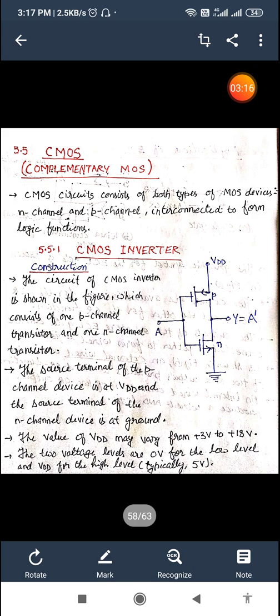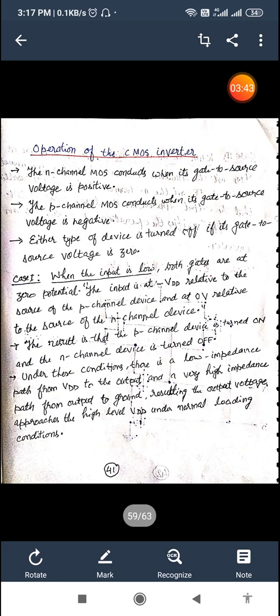Again consider the second case. When the input is high, both gates are at VDD, and the situation is reversed now. As the input is high, the N channel will work and the P channel is off. The P channel device is off and the N channel device is on, resulting in the output approaching the low level of 0 volt. Thus this verifies the operation of CMOS as an inverter.